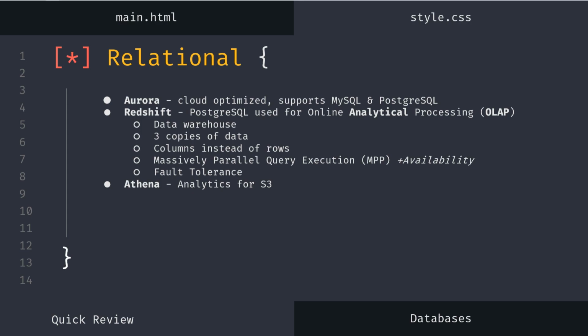It has 3 copies of your data. It uses columns instead of rows. It also has something called massively parallel query execution, which increases your availability. And it has fault tolerance across your disk, your network, and your AZ regions, like we talked about. And of course, you have Athena, your analytics for your S3. Sometimes you can use S3 as your database, right?